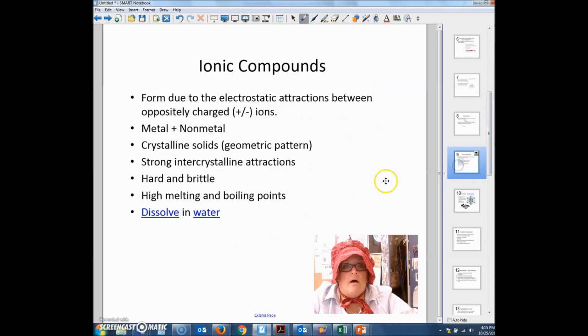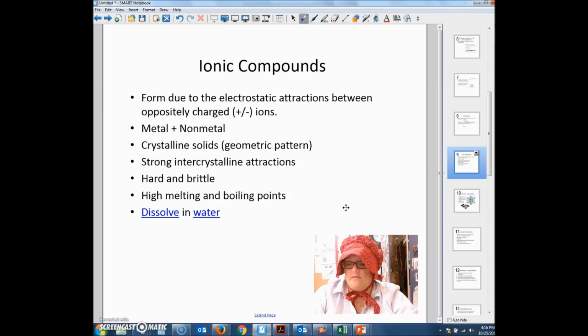All right, interesting thing about ionic compounds. They're very strong attractions because of that positive-negative attraction. They're very hard, they're very brittle. They have very high melting points, so you can heat them up and heat them up and heat them up, and they're not going to melt. But they dissolve in water.